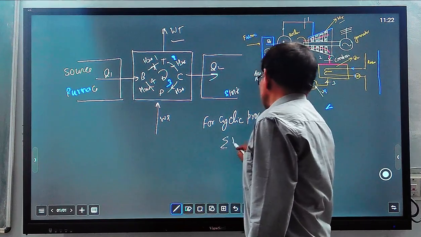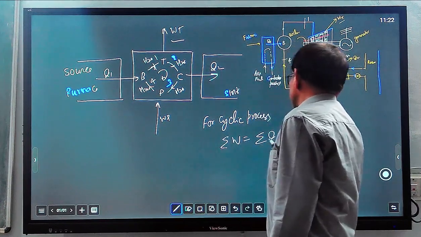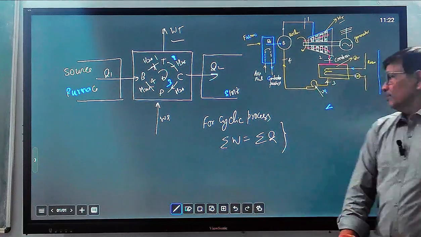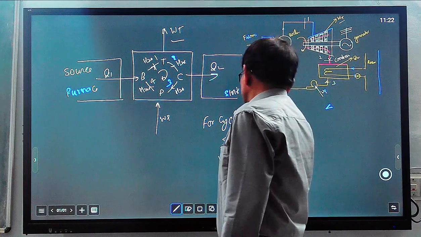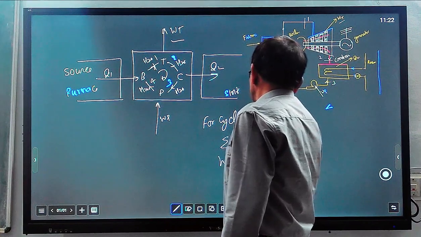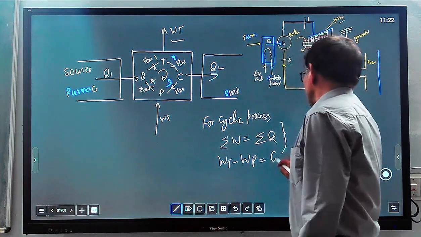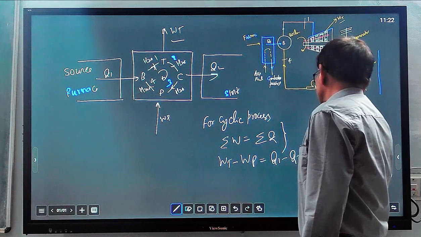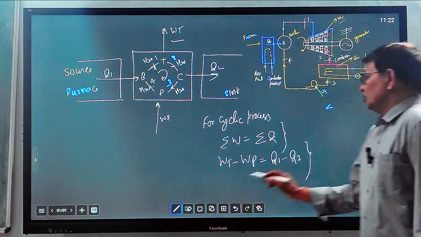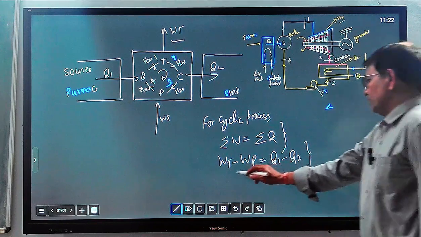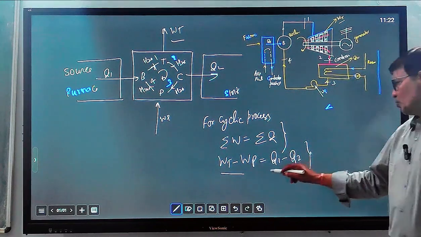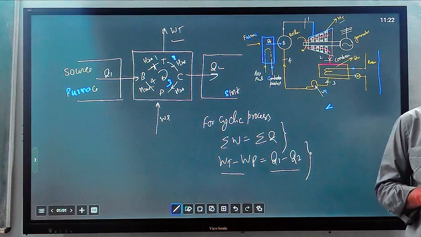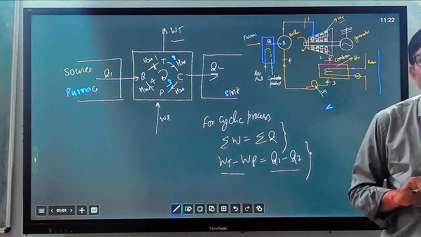We know sigma W equals sigma Q. This is always applied for a cyclic process. So W means WT minus WP equals Q1 minus Q2. This equation always holds. WT minus WP, that is the net work done in this process, equals Q1 minus Q2. This is applied for any closed cyclic process.